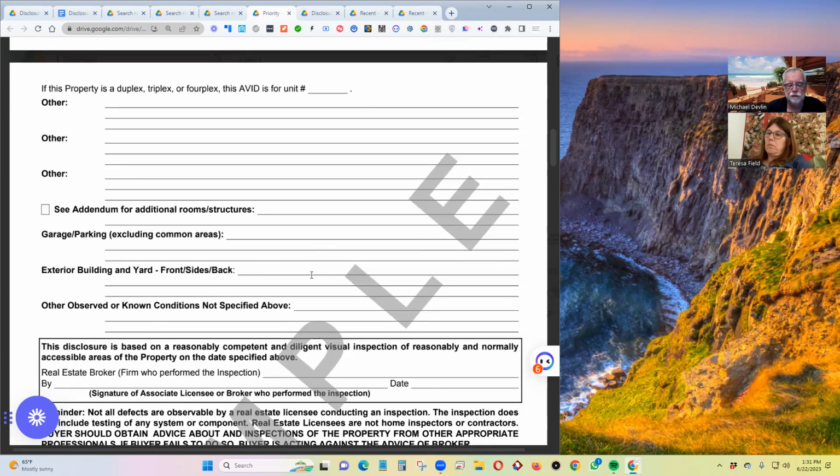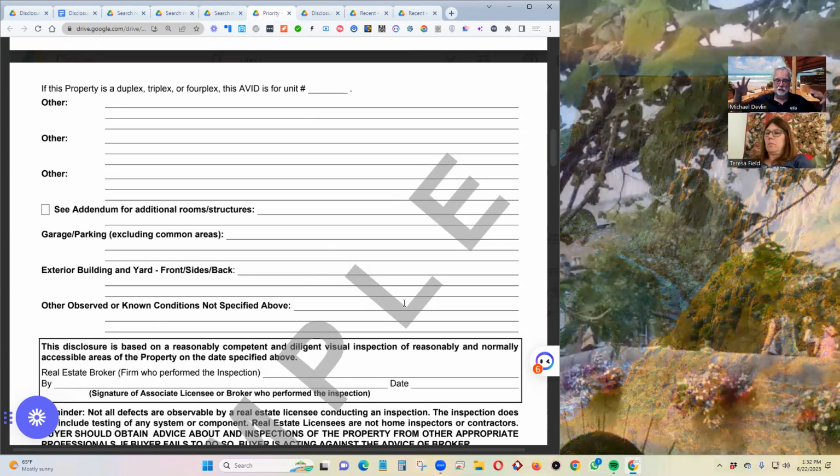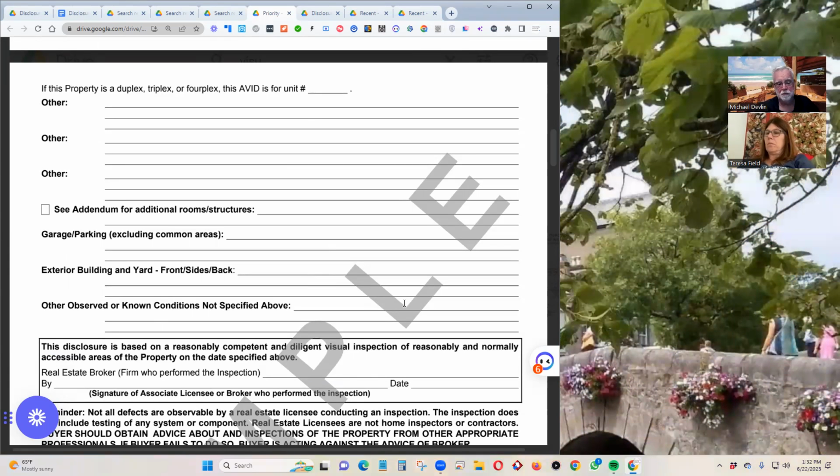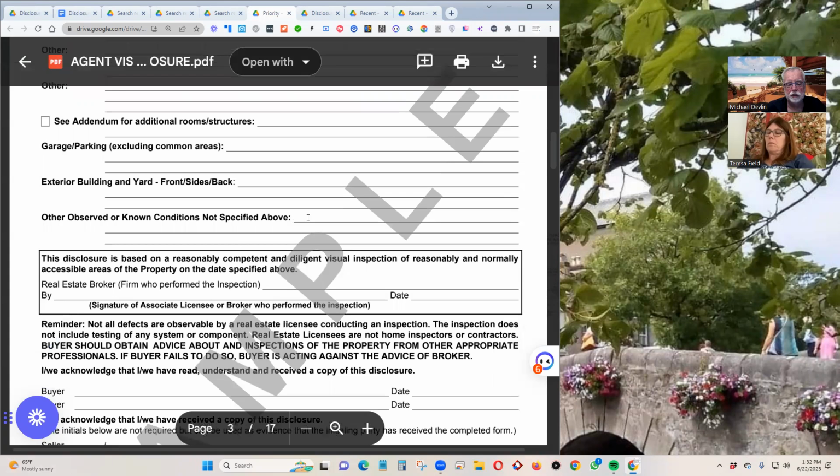Exterior building and yard, the front, sides, and back. I saw a court case about dangerous vegetation, and I was thinking, are they talking about a huge Venus flytrap that grabs people as they walk by? But it was trip hazards, where there were vines and things around the walkway. Then the other observed or known conditions not specified above. While you're doing the AVID, you can hear dogs barking, I'd write it down. You hear a train go by, I'd write it down. You get the idea.